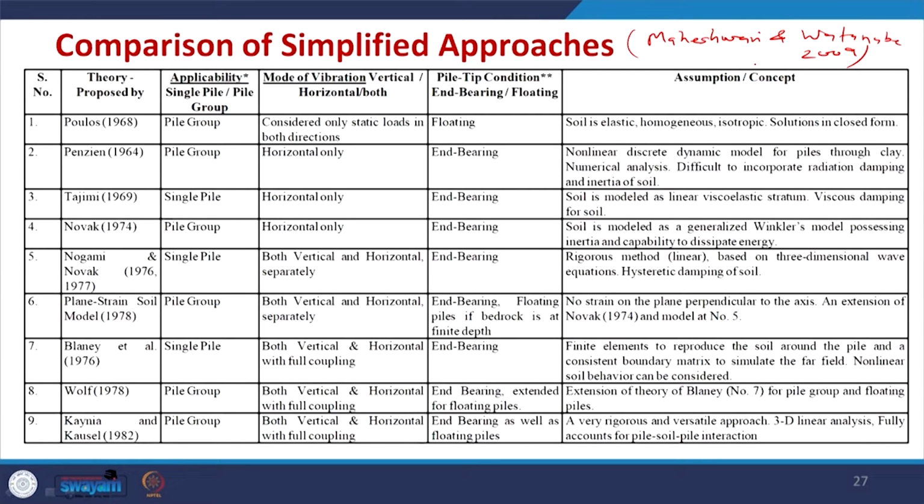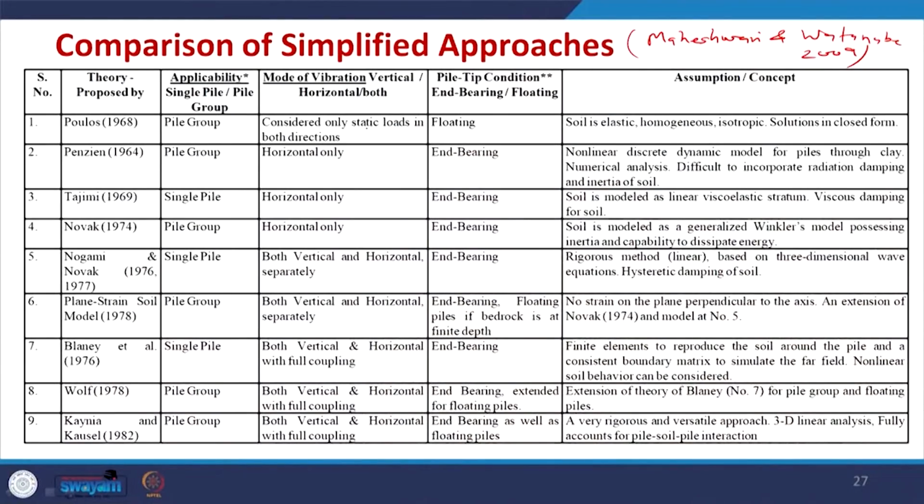Those theories which are applicable for floating piles can naturally be applied for end bearing piles, but theories developed only for end bearing piles may not necessarily deal with floating piles. One needs to understand that. In the same way, if any theory is developed for a pile group, it can naturally deal with a single pile, but a theory developed for a single pile will not necessarily be applicable for a pile group. So, Poulos was for the static case; the major issue with Poulos was static loads only.